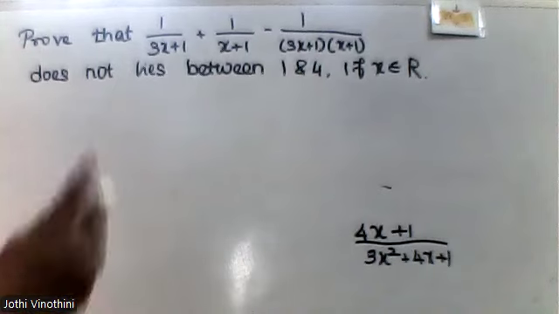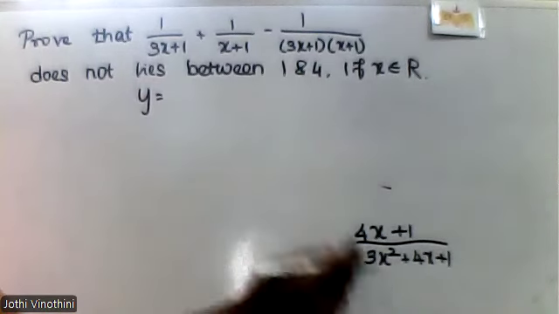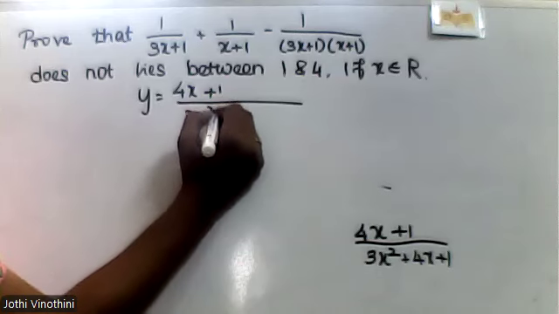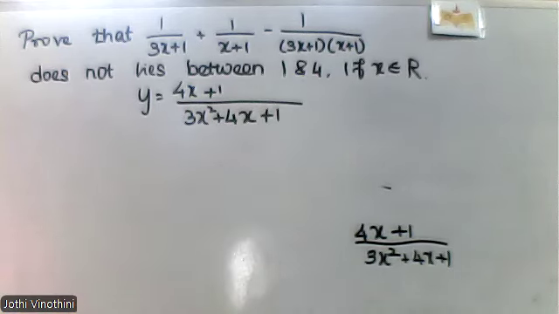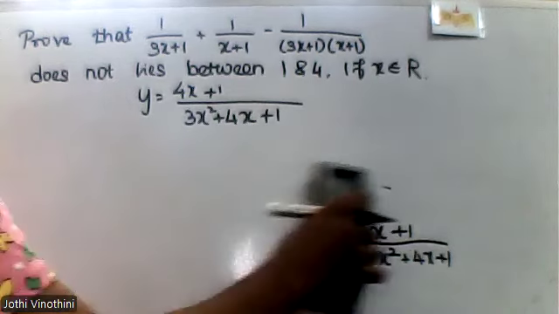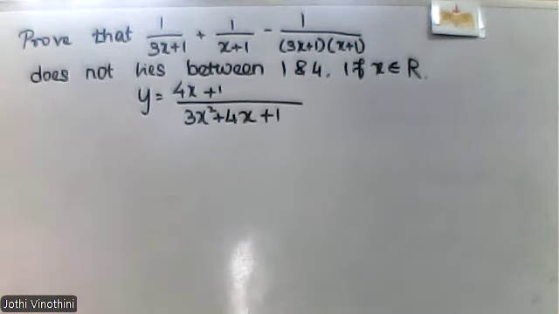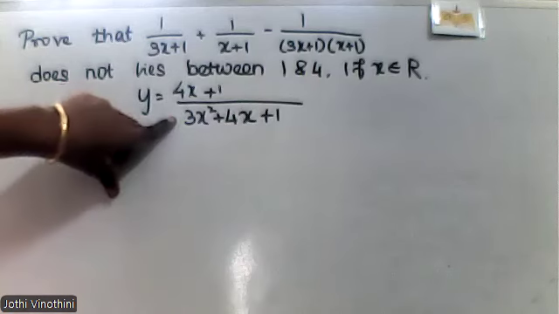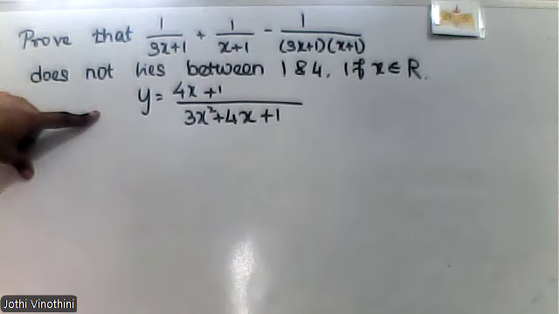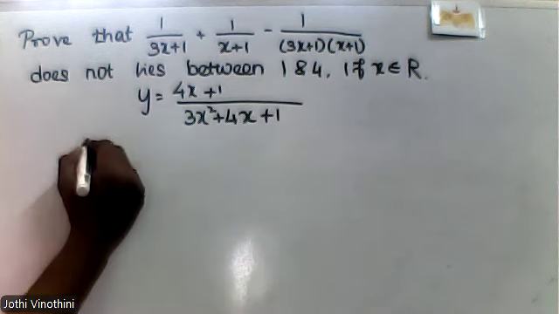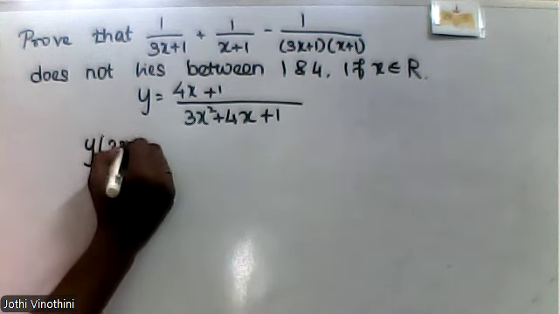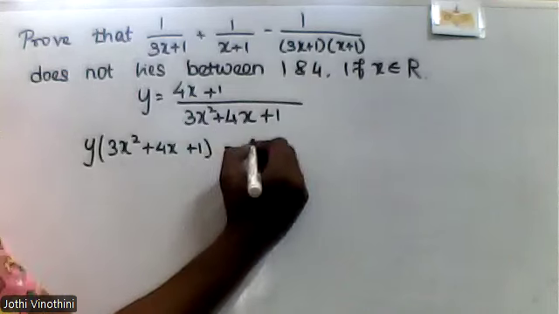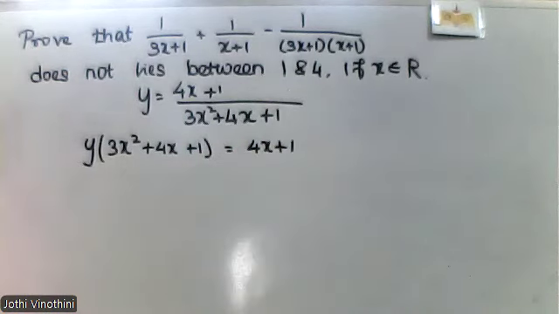Okay, till now what we find? y equals what we find? 4x plus 1 divided by 3x squared plus 4x plus 1. Clear? This is what we find. So now what I am going to do is take this denominator to the left hand side. See, it is in division. When it comes to this side, it will become multiplication. So this term becomes y multiplied by 3x squared plus 4x plus 1, which is equals 4x plus 1.